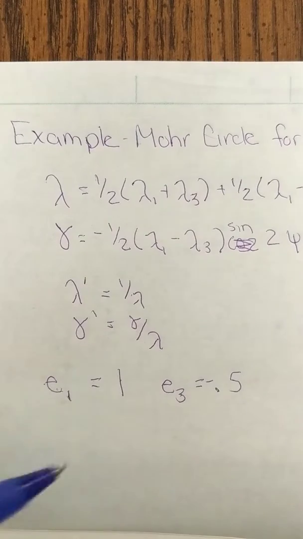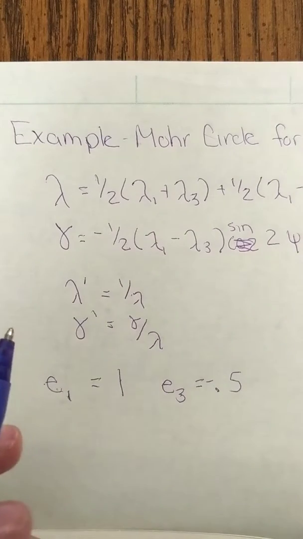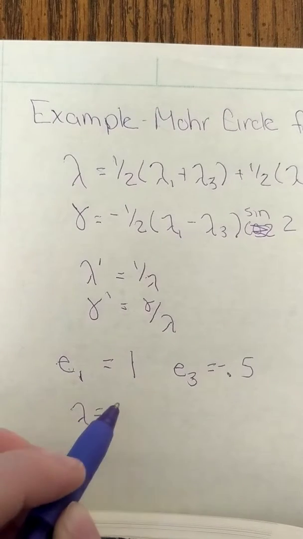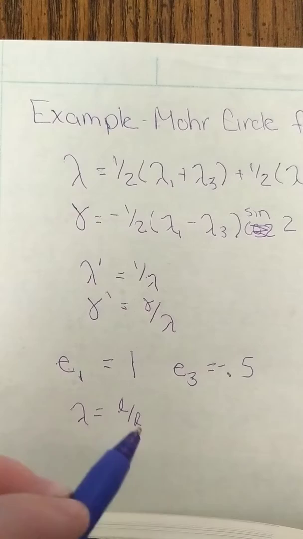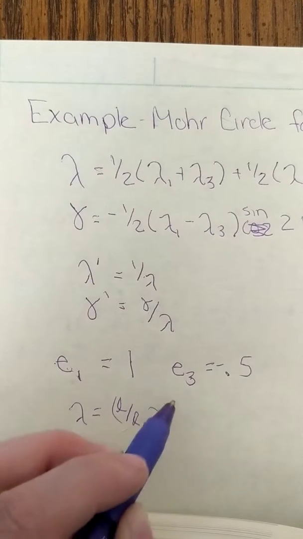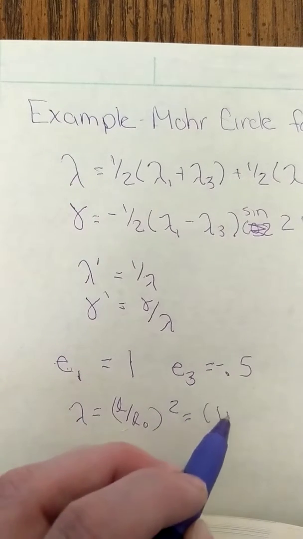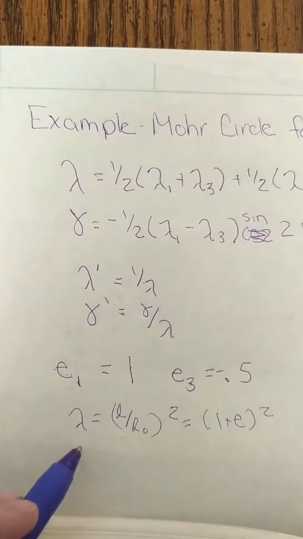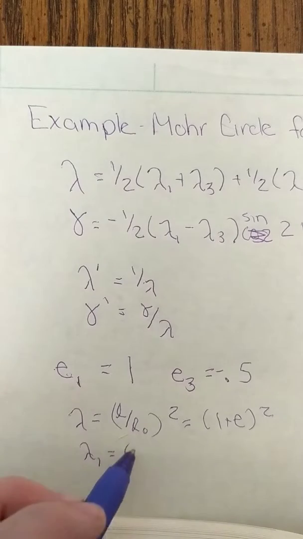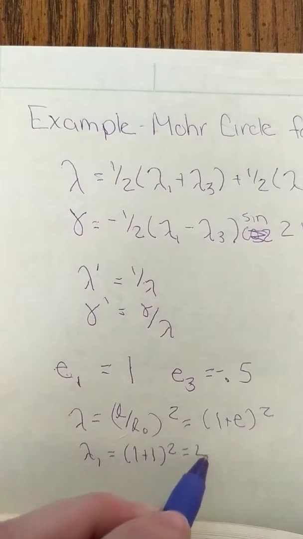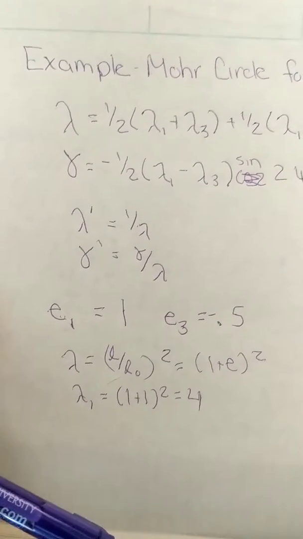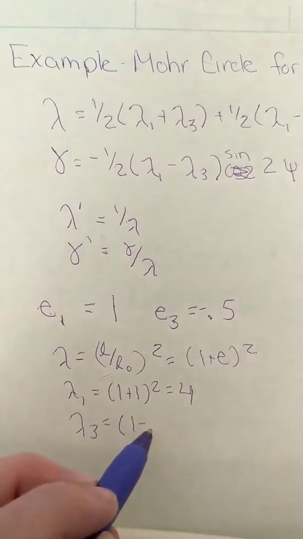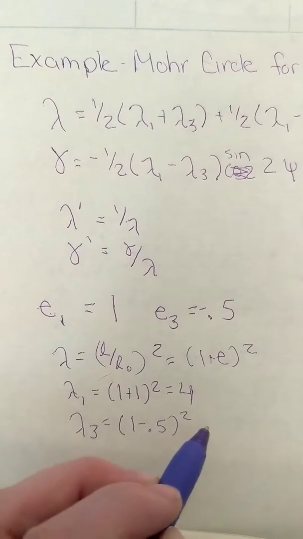And remember from our quadratic elongation equation, we have that our lambda is equal to our deformed length over our original length squared, or 1 plus e squared. So if we take that into account, our lambda 1 is going to be 1 plus 1 squared, which is going to be 4. And our lambda 3 is going to be 1 minus 0.5 squared, which is 0.25.